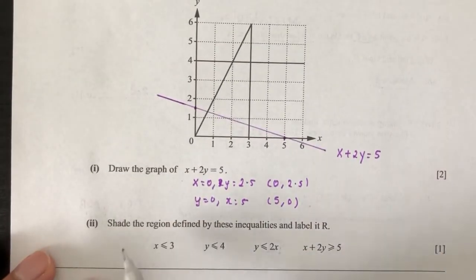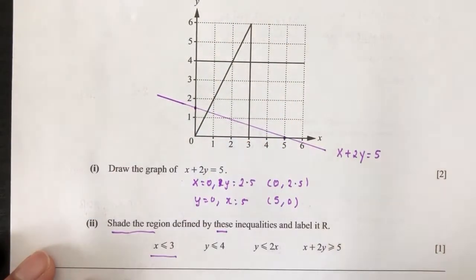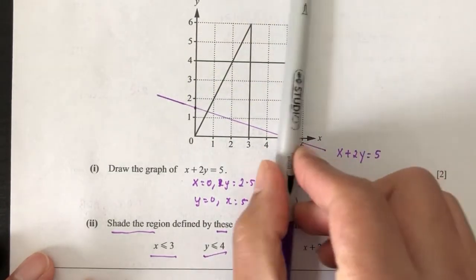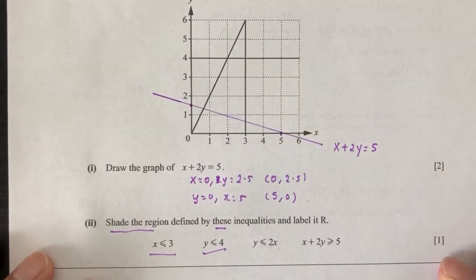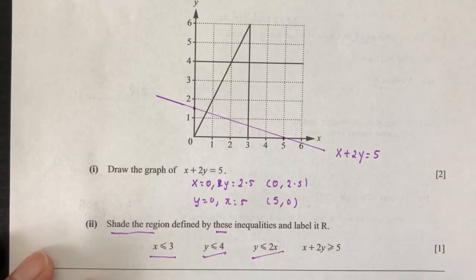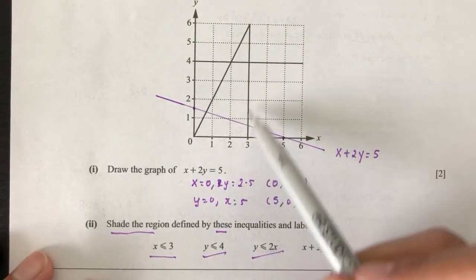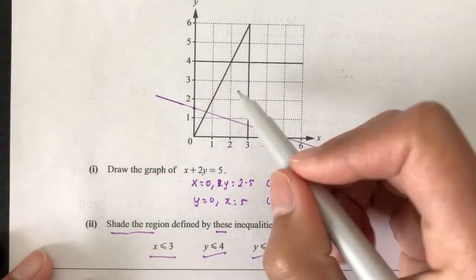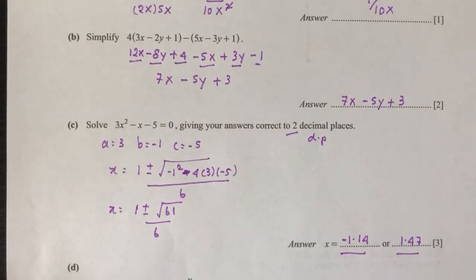Now question, shade the region defined by these inequalities. First one, less than 3, will be on the left side. Now this one, it needs to be below this line, so left and below it will be this square. Now third one, less than this, so below this line, so now we only have this part. And the last one is above this, so we only have this left. This will be your region R, and that is question number 5.